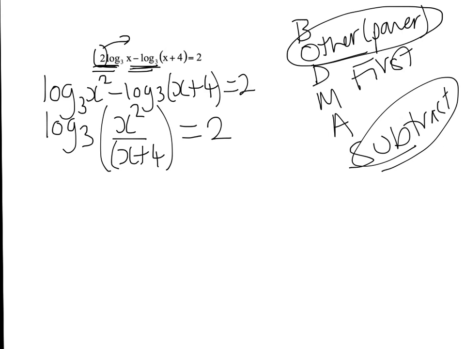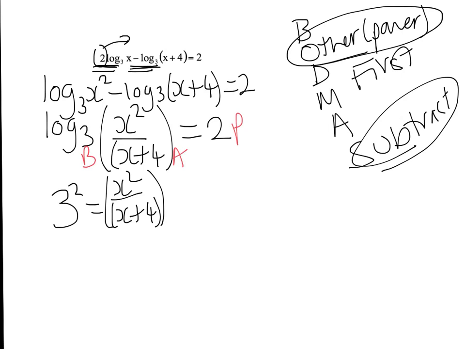Okay, now it's the same as before. Base, answer, power. It's in the form log BAP. So we're going to get the base, which is 3, the power, which is 2, equals x squared over x plus 4. Chunk. Right. 3 squared is 9. I hate things on the bottom, so I'm going to move him up. 9 times x plus 4 equals x squared.